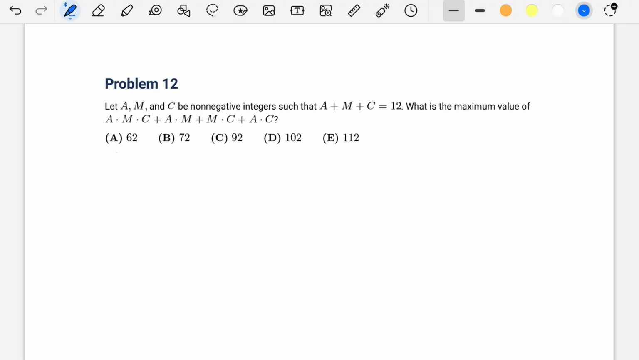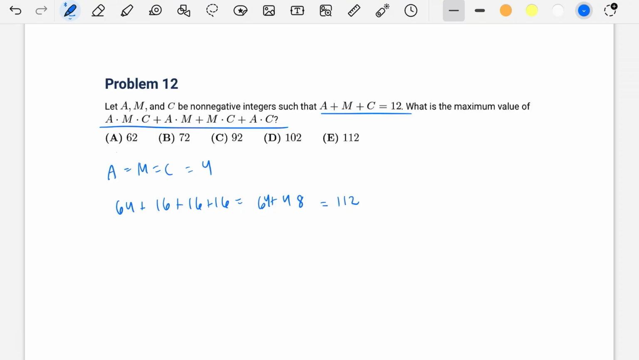So if we just set A equals M equals C equals 4, just to test things out, that satisfies the first condition of A plus M plus C equals 12. And the expression that we get is 64 plus 16 plus 16 plus 16, which is 64 plus 48, which equals 112. And since the problem asks for the maximum value and we have found that the largest answer choice is possible, we know that the answer is E.